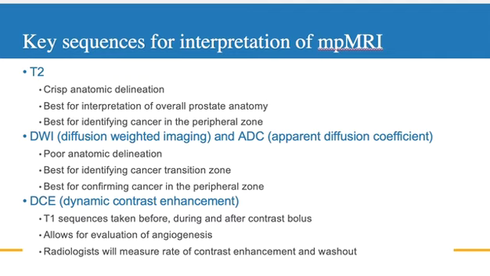Then there are two additional sequences known as diffusion-weighted imaging and apparent diffusion coefficient. And these are very important sequences in prostate MRI. They provide relatively poor anatomic delineation, so you do not get a good look at the shape and margins of the prostate gland on these sequences, but they are very useful for identifying malignancy, particularly for identifying cancers in the transition zone, which can often be difficult to see on the T2 sequences. And they are also very important for confirming malignancies in the peripheral zone.